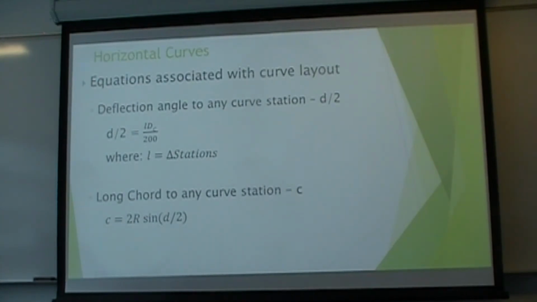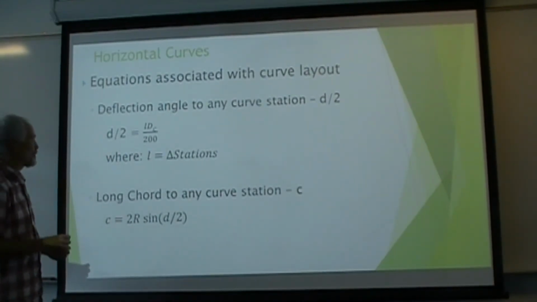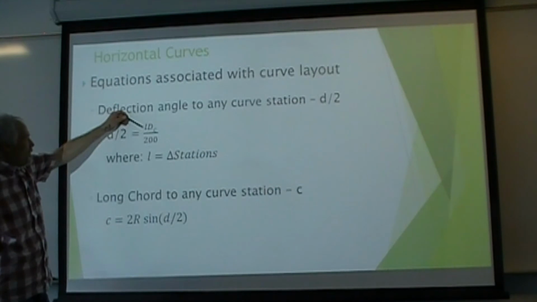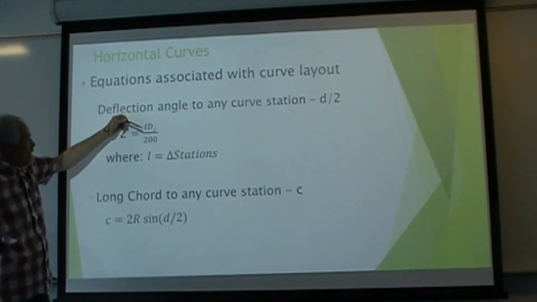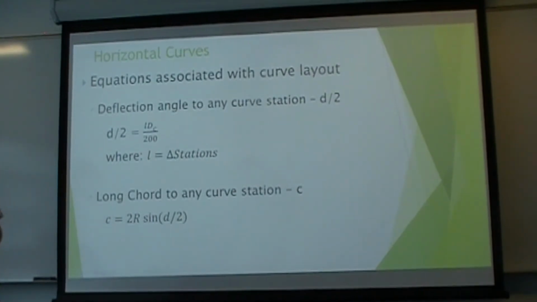So, key equations, just really two. And then you have to use the chord equation a little differently for your short chords. So to calculate a deflection angle to any point on a curve, which I'm referencing as d over 2, it's the local length of arc times the degree of curve divided by 200. And the degree of curve divided by 200 is a constant for the curve that you're working on. So once you calculate it, you can just calculate it once and store it.